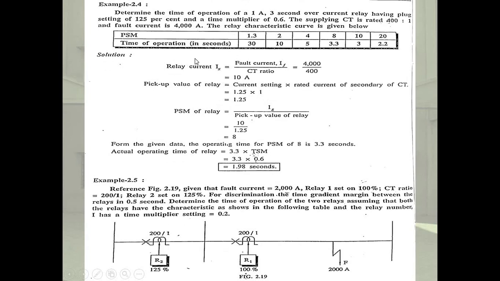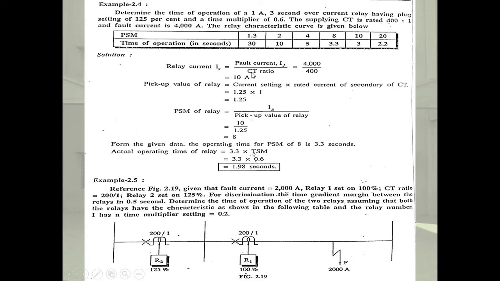Determine the time of operation of a 1 ampere 3 second overcurrent relay having a plug setting of 125% and a time multiplier of 0.6. The supplying CT is rated 400 by 1 and fault current is 4000 ampere. The relay characteristic curve is given below. This is the PSM value and this is the time of operation in seconds.